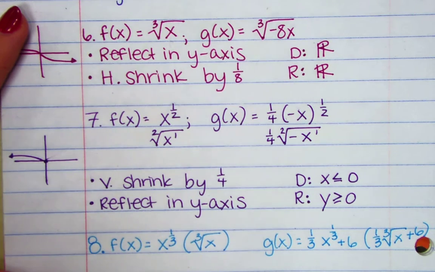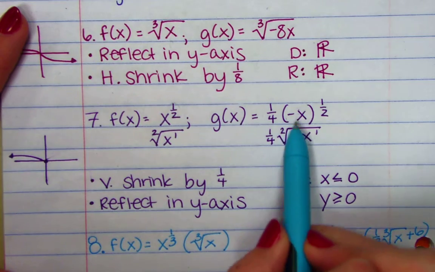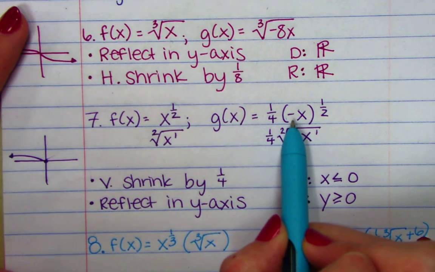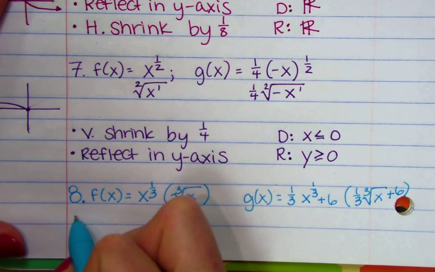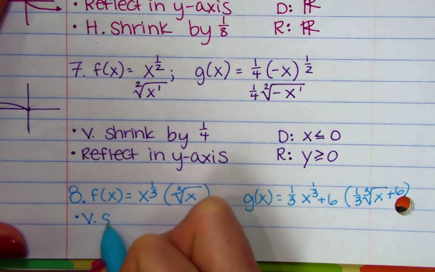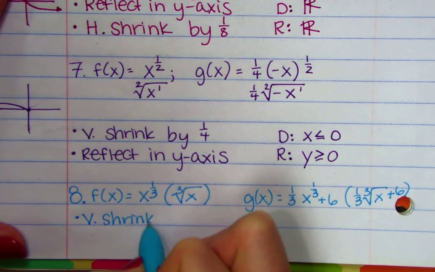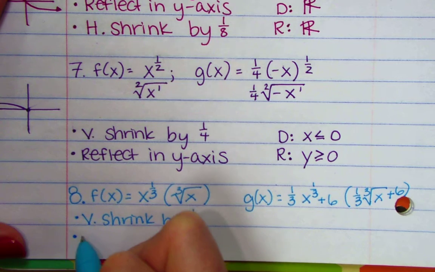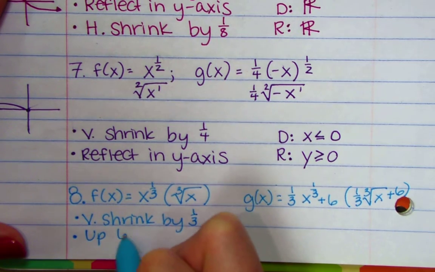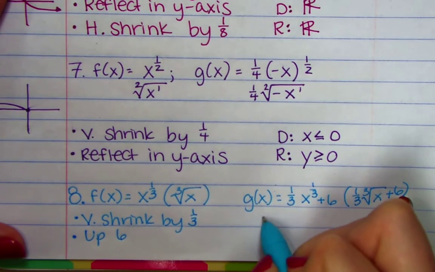Okay, and since there's no parentheses, the reason why there's parentheses here is so you could put that negative inside the parentheses. Here, we don't need to put anything inside the parentheses, so they didn't even have to put it there. Okay, that 1/3 is going to be a vertical shrink by 1/3, and a plus 6, up 6, right?